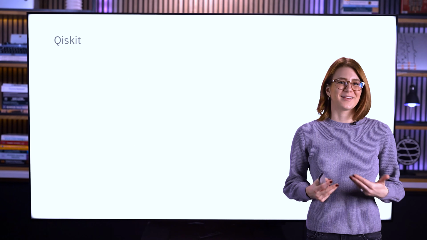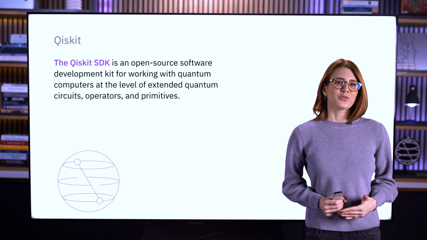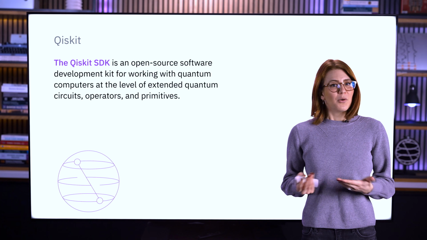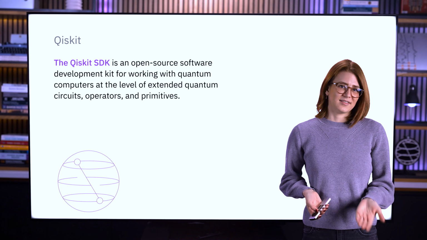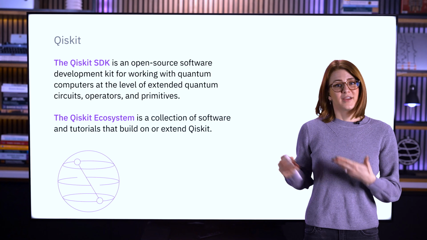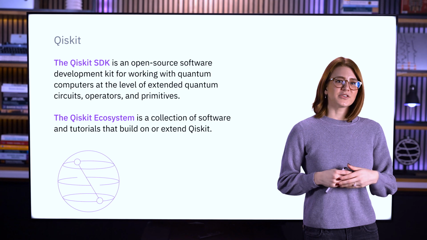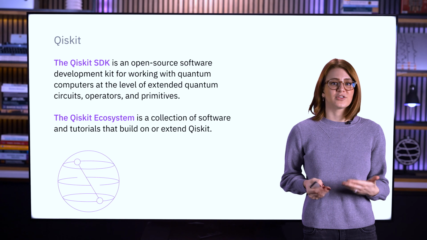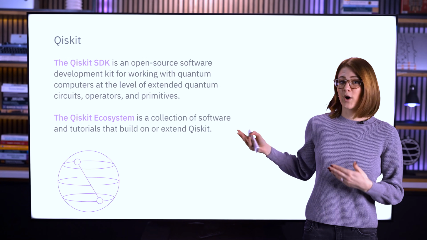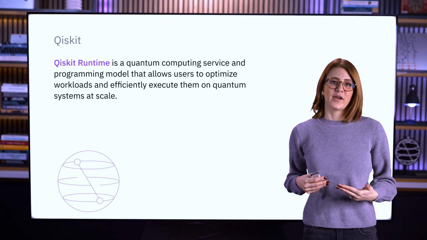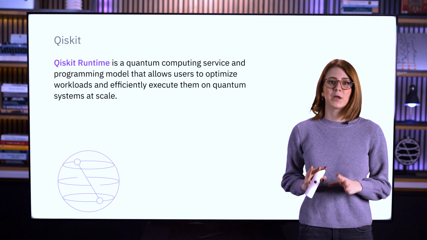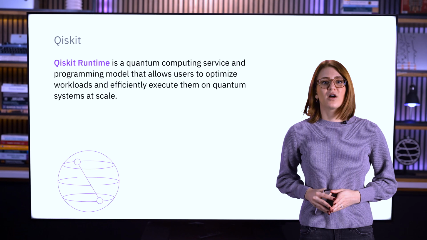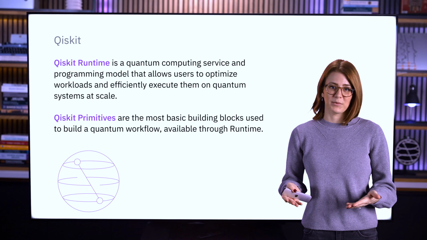Now, let's talk about Qiskit, which is IBM's open source software development kit designed to work on quantum computers. From now on, I'll be referring to this as the Qiskit SDK. There's also the Qiskit ecosystem, which is a collection of software tutorials and functions that build on or extend the core functionalities of Qiskit, as well as Qiskit Runtime, which is a quantum computing service and programming model that allows users to design and efficiently execute their quantum workloads by using Qiskit primitives.